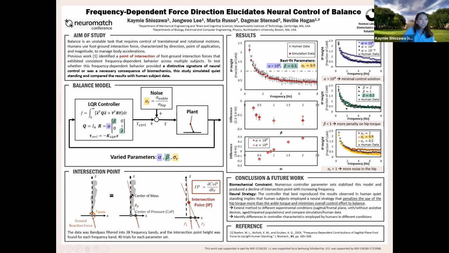Oh, can you see my cursor? Yes. Okay, so it could not reproduce this intersection point frequency dependence where it goes below this dashed line, the center of mass. At high frequencies, it actually converged above the center of mass.